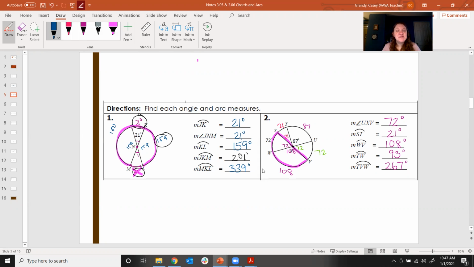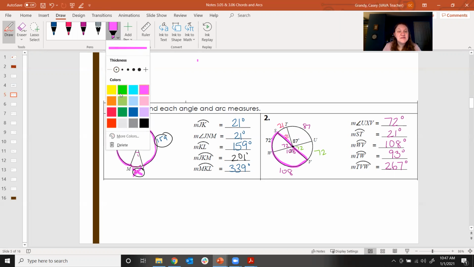If you're looking for a semicircle, look for a diameter. So here I had found a diameter SV. So I know that arc SWV is a semicircle, measures 180. This piece was already 72. So I did 180 minus 72 and came up with VW as 108, which means that the central angle that makes it is also 108.